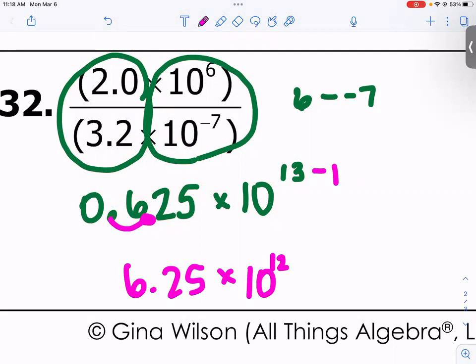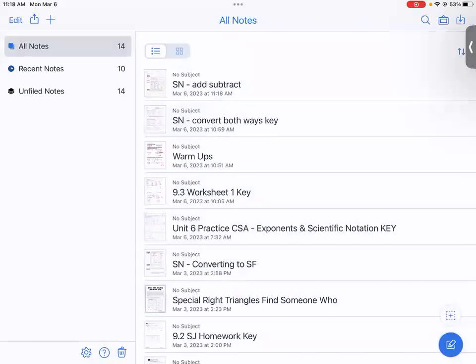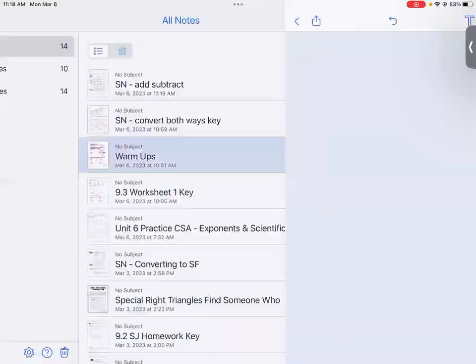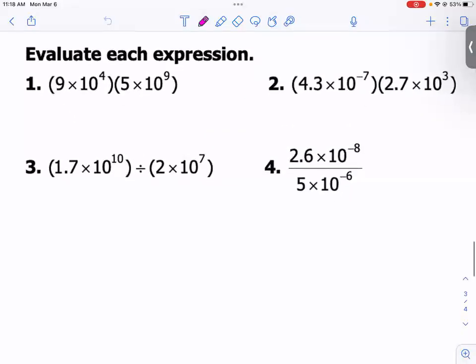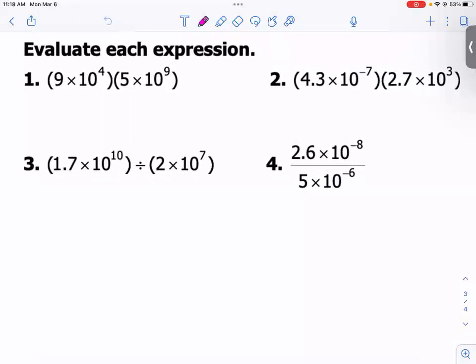Okay, so this is what I'd like of you, before I tell you what your graded assignment is. I want you to do these 4 problems. You can do them on a whiteboard. I would keep your notebooks out though. Do these.